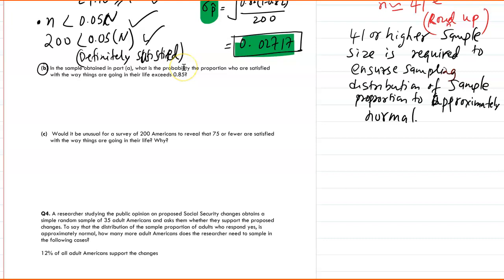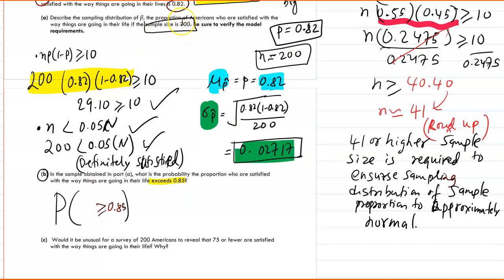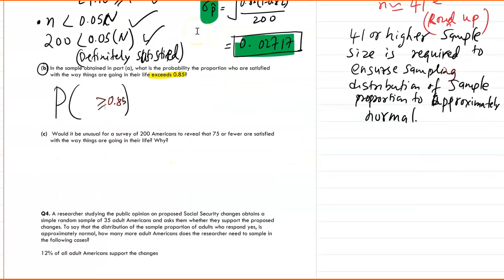Remember that we're looking for probability here. I'm looking for uppercase P, and I'm going to put parentheses around here. I'm going to put the inequality. What we're going to put here is exceeds 0.85. Exceed means what? Greater than 0.85. Okay, but remember that we're looking for the proportion who are satisfied in part A. In part A, we have a sample size of 200. Therefore, this here is p hat. Notice that p hat exceeds 0.85. That's why we're looking for the probability.